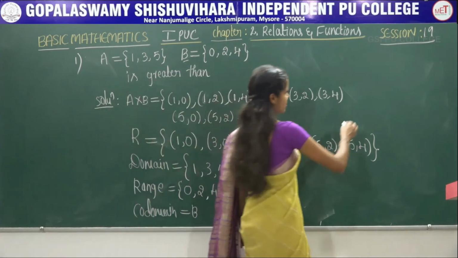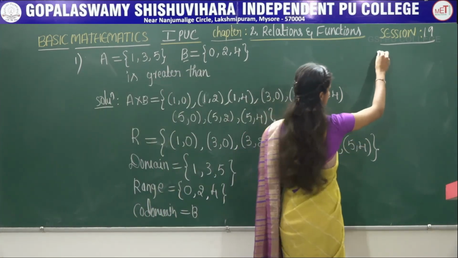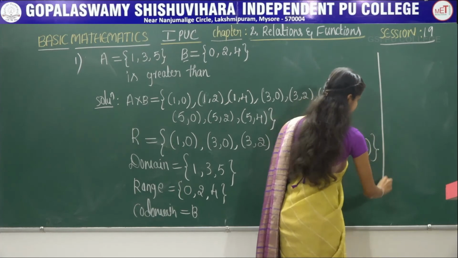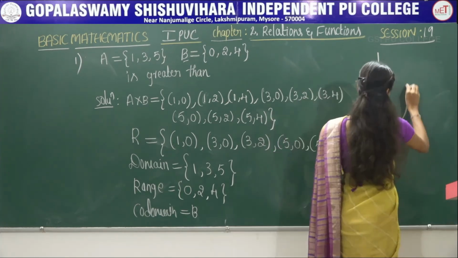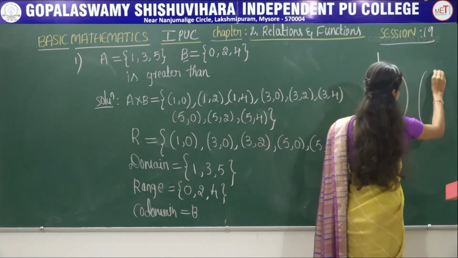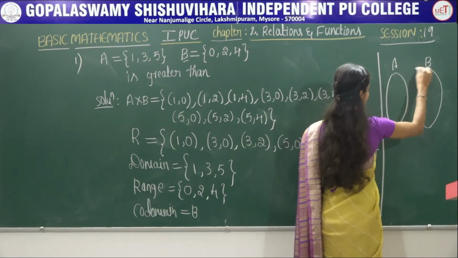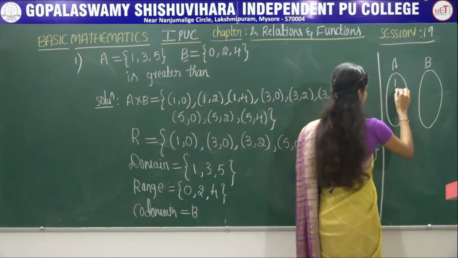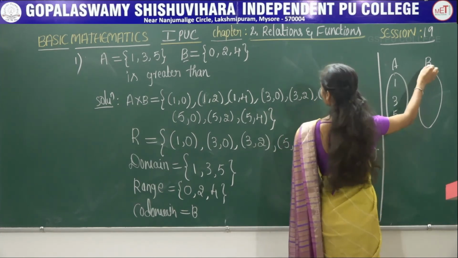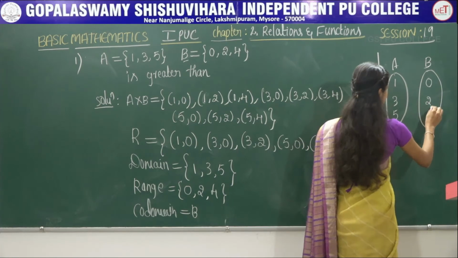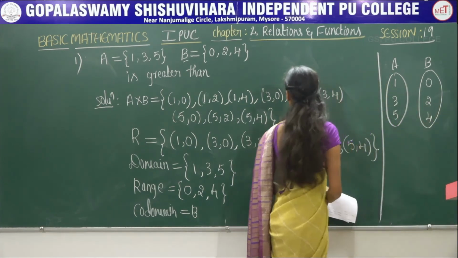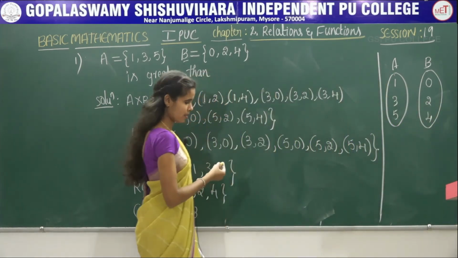So now represent it using an arrow diagram. Using an arrow diagram, consider two sets A and B. So fill in the elements of A: 1, 3, 5. B is the set of all elements 0, 2, 4. Now represent the relation using arrows.